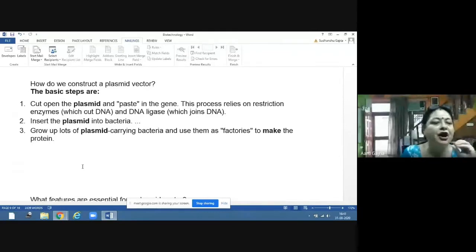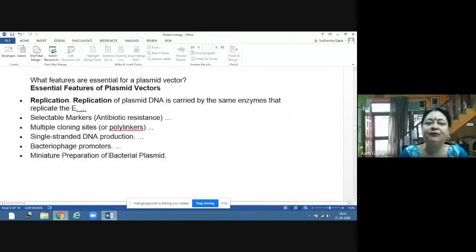Now, what features are essential for a plasmid vector? The features which are essential for a plasmid vector are that the origin of replication should be there, the selectable markers should be there, then multiple cloning sites should be there, then miniature preparation of bacterial plasmid should be there, and bacteriophage promoters should be there if we are using bacteriophages.